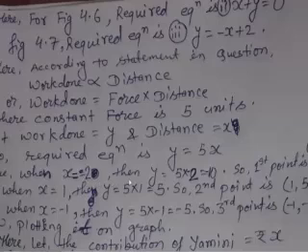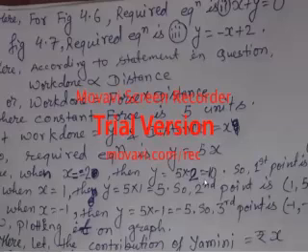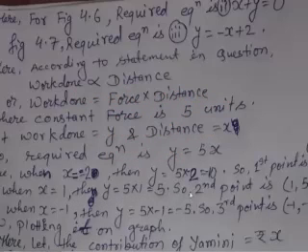So it becomes what? 5 into minus 2, that is minus 10. Okay, y becomes minus 10. So first point becomes minus 2 comma minus 10. Okay, and when x is equal to 1, then y is equal to 5 into 1, that is 5. Second point becomes 1 comma 5. And when x is equal to minus 1, okay, then it will become 5 into minus 1, that is minus 5.